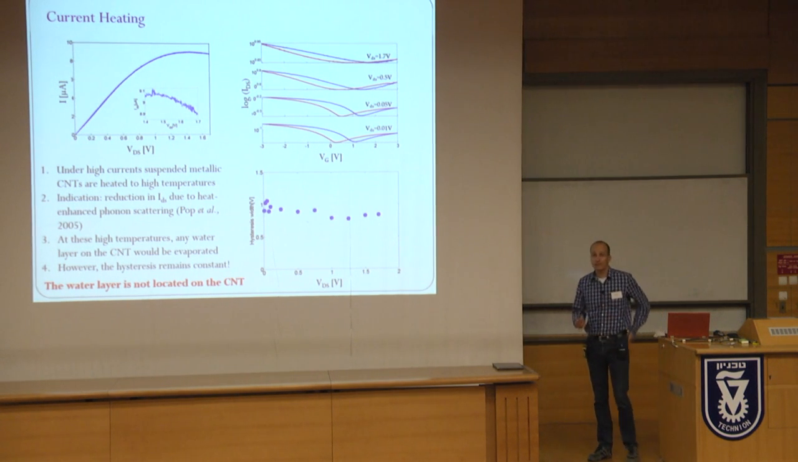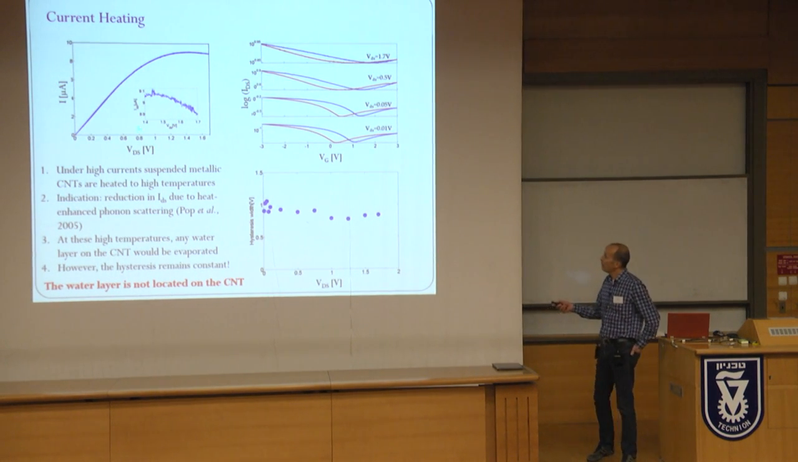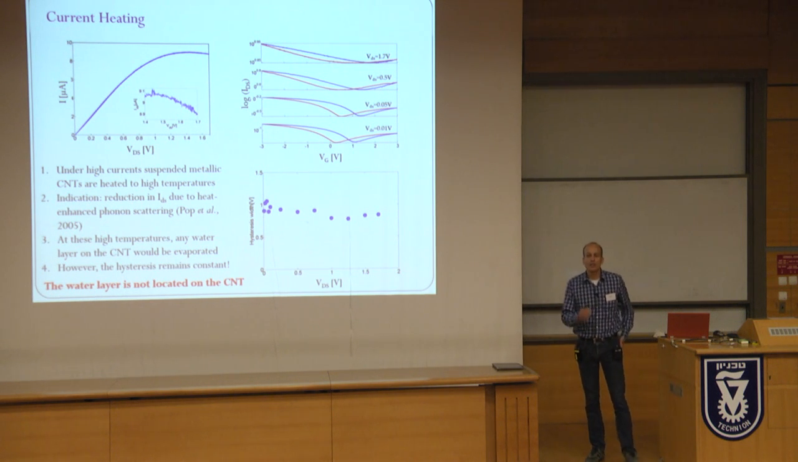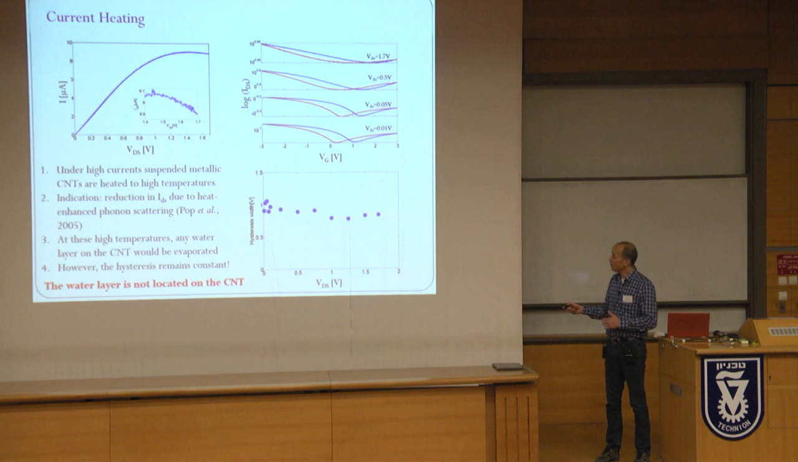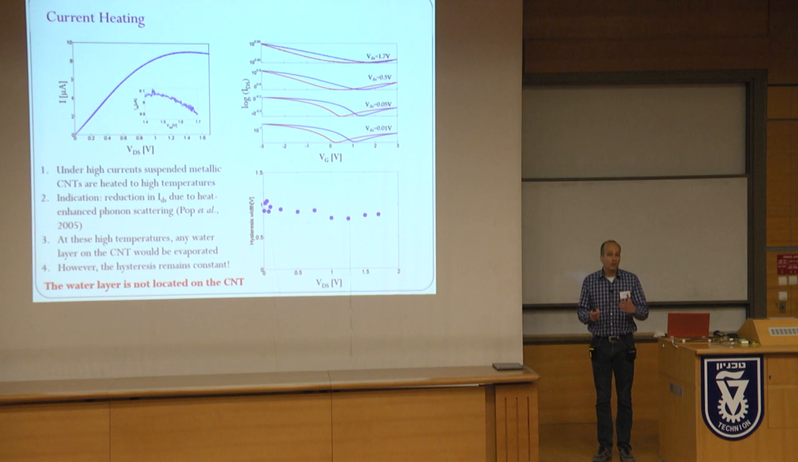So the catch was the following. When a carbon nanotube is suspended, you can run a very high current on it, and because it's suspended, it's very hard to take heat away from the carbon nanotube. And the temperature roughly in the middle of the carbon nanotube, when it's far from the electrodes, is almost 70, 80 degrees centigrade. So it's really, really high. It means that when you run high current, you will not have any water on the surface of the nanotube because everything has disappeared.